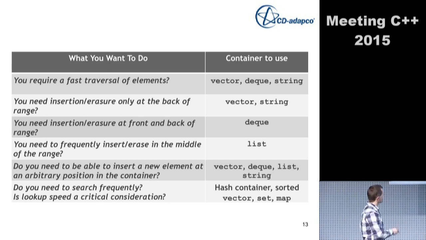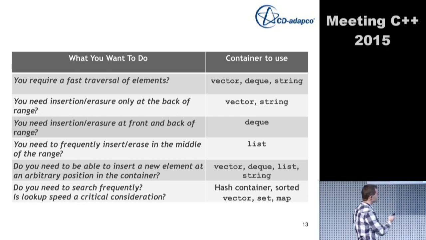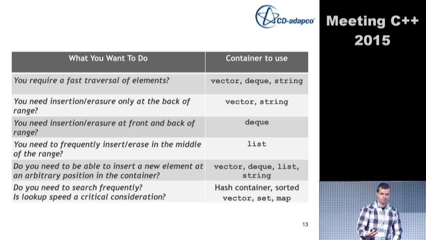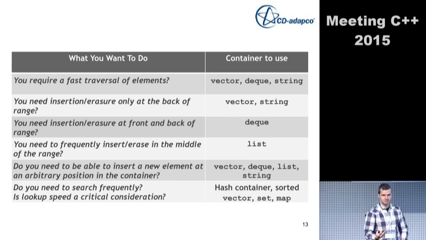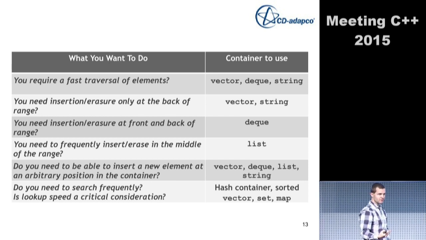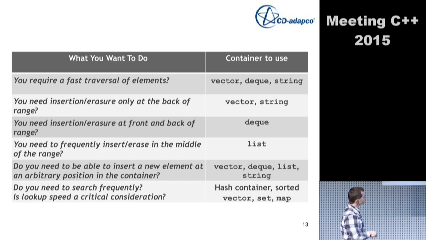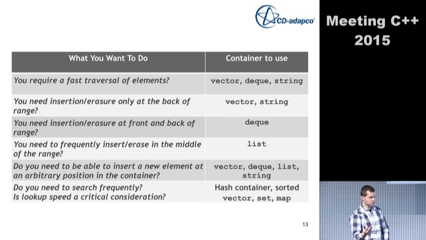Very accurate here. Do you need to search frequently? Is lookup speed a critical consideration? Use a hash container, a sorted vector, set, map. It sounds like good advice, but is this truly giving you the best performance in all situations? So, for instance, is a list truly the right data structure to frequently insert in the middle?